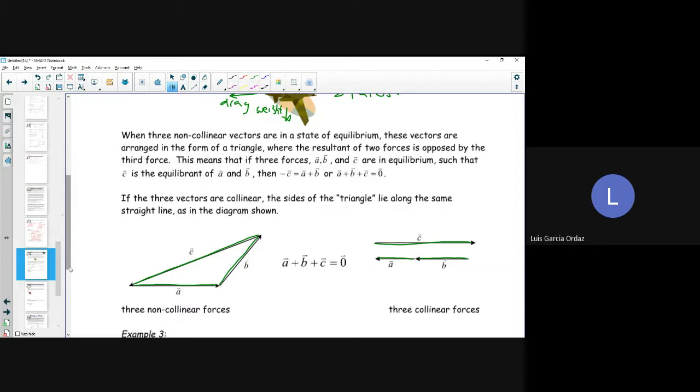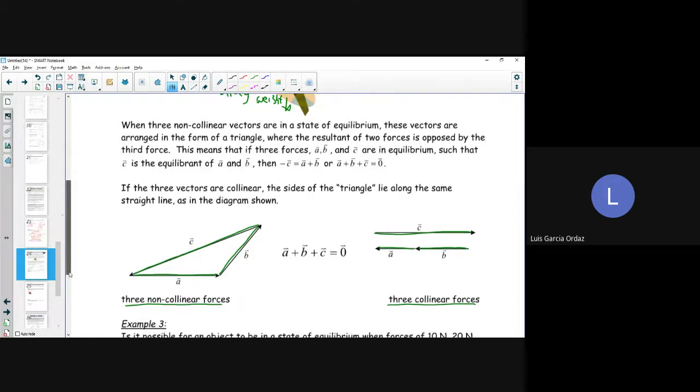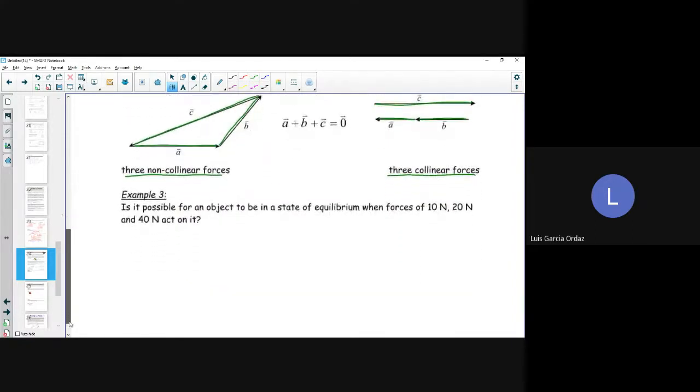So these are three collinear forces that give me the zero vector, and these are three non-collinear forces as well. So these guys over here make the triangle. These guys do not make a triangle at all. So let's go to a basic proof question.